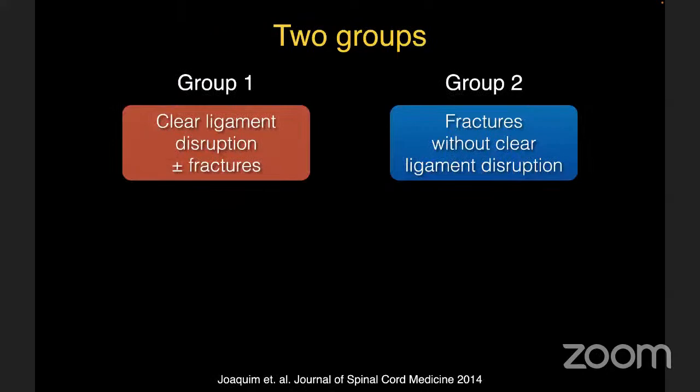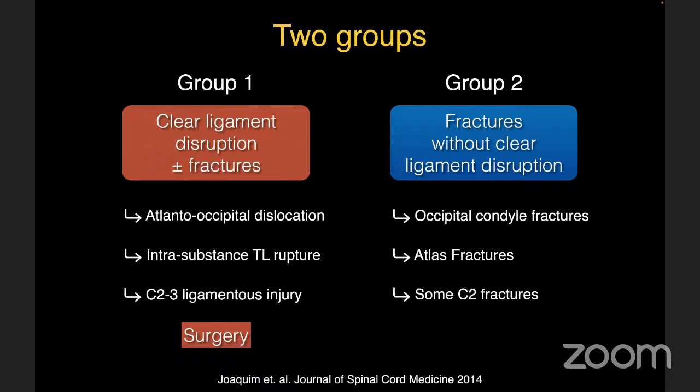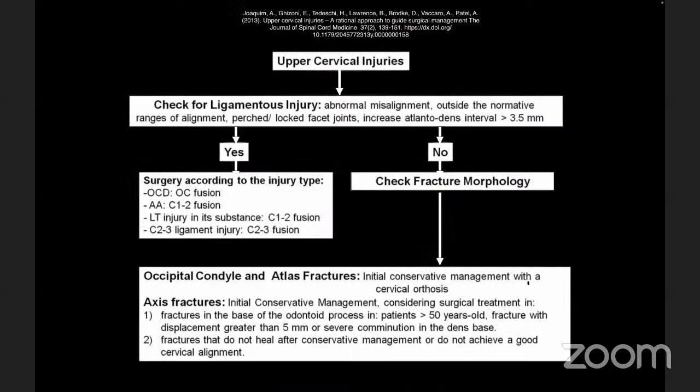One group of patients where there is a clear ligament disruption, such as atlanto-occipital dislocation or a mid-substance tear of the transverse ligament or a C2, C3 disc injury completely, like that happens in type 3 hangman's fracture. These patients require surgery. Whereas other fractures which do not have a clear ligament disruption, such as occipital condyle fractures, atlas fractures, and some C2 fractures except type 2 odontoid fractures, potentially can be treated with immobilization. The only exception to the rule here is type 2 odontoid fractures, especially in younger population where they have a higher risk of non-union. So this is the algorithm that you can follow without even remembering all the different types of classification. This is the principle that needs to be understood.